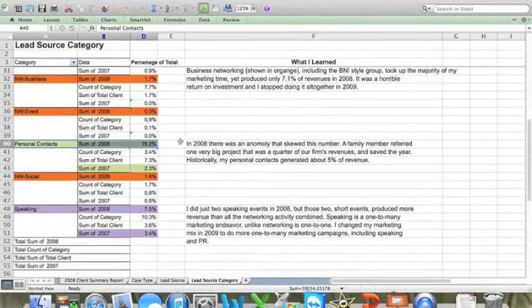Now, an interesting part of this analysis was that I had generated about a quarter of the business in 2008 that we did from my personal contacts. And it's actually one of these situations where this was somewhat of an anomaly.